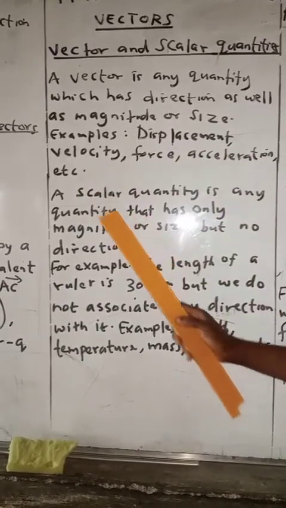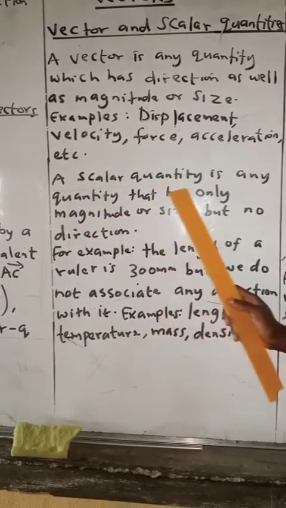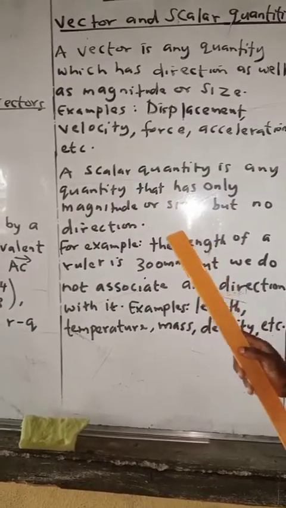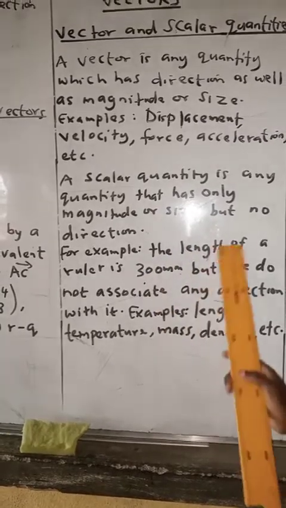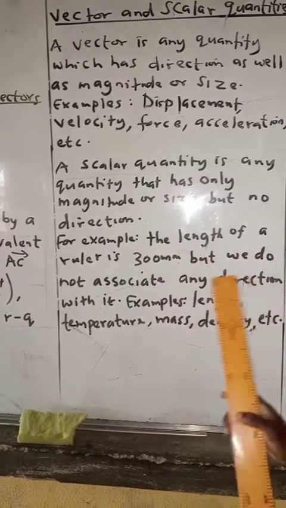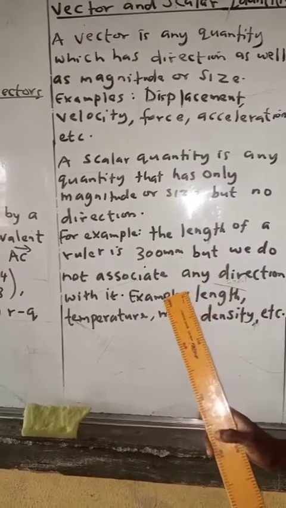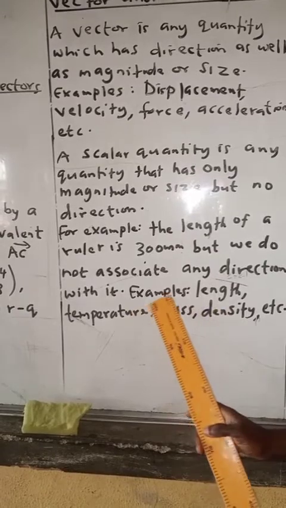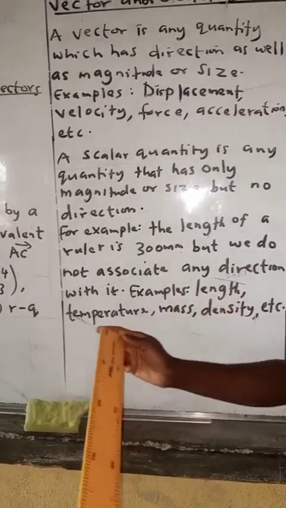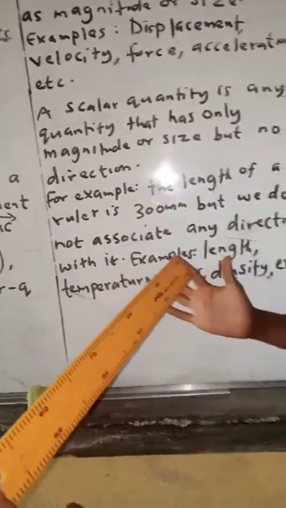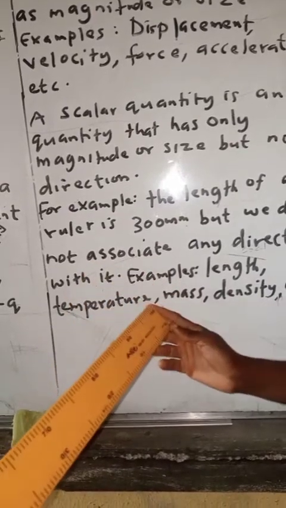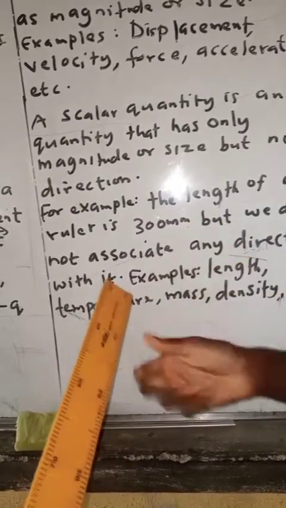Then the other quantity is a scalar quantity. A scalar quantity is any quantity that has only magnitude or size, but no direction. For example, the length of a ruler is 300 millimeters, but we do not associate any direction with it. Examples: length, temperature, mass, density, etc. You can see this ruler. We say this ruler is 300 millimeters, but there's no direction. There's no point of action. That is scalar, just the magnitude, the size of the ruler.